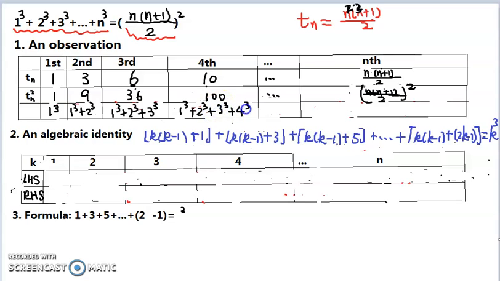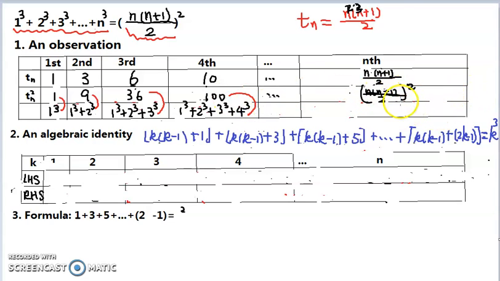Now, we're going to check each pair. As we can see, 1 cubed is equal to 1. And 1 cubed plus 2 cubed is 8 plus 1. That is equal to 9. And 3 cubed is 27. 27 plus 9 is equal to 36. And 4 cubed is 64. 64 added to the previous cubes, 36, is going to give us 100.